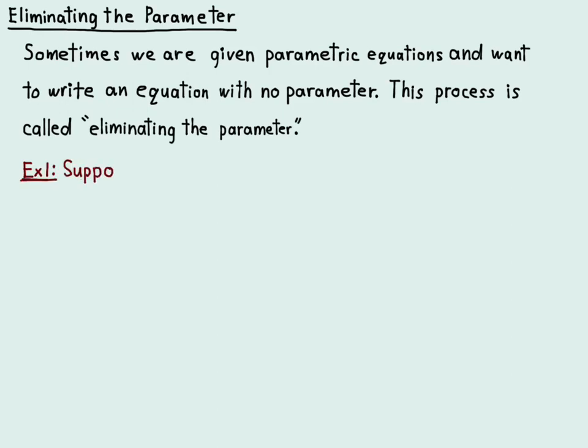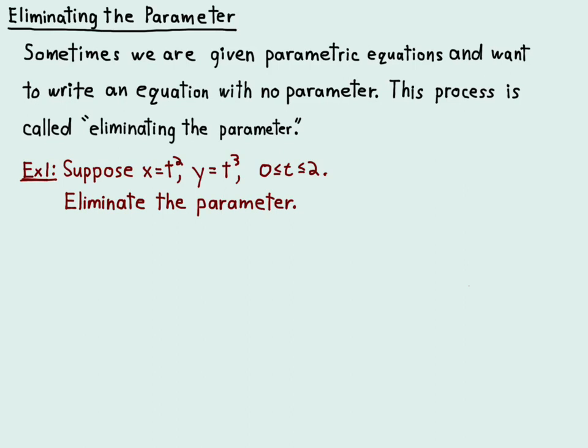So example, suppose x equals t squared, y equals t cubed, and t is between 0 and 2, including the endpoints. Eliminate the parameter. So first, I would solve for t in the second equation.